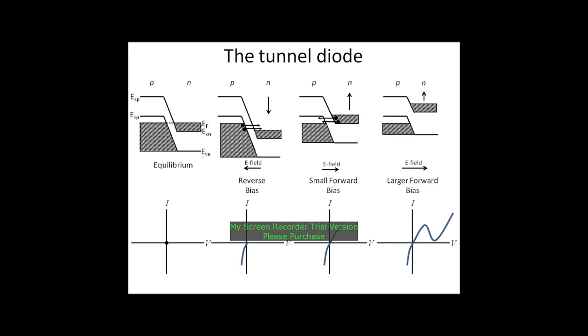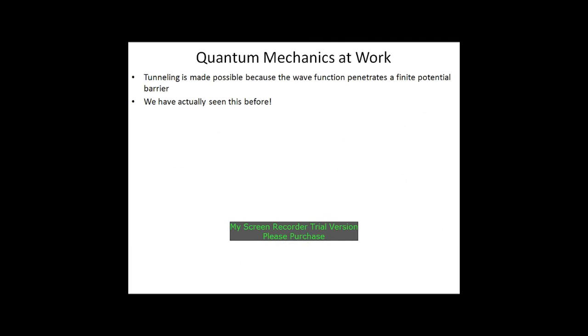So then what you're left with is this region where the current actually decreases with an increase in the voltage. And this region is known as the negative differential conductivity zone. And all of this tunneling is made possible by quantum effects. So I'd like to discuss that now.